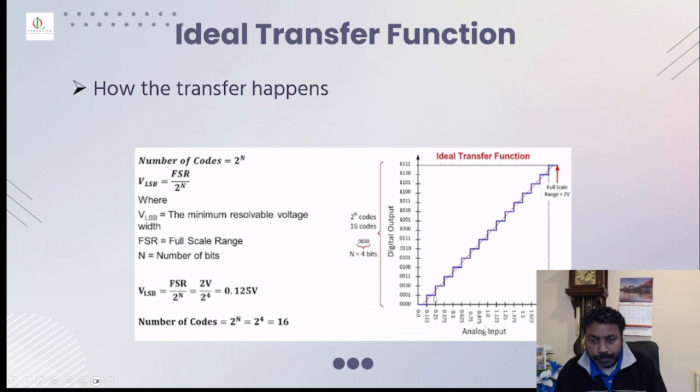And every step in the ideal transfer is a 0.125 volt jump, 0.125 of a volt. So every time you do it, it converts from 0000 to 1111. So at the end here you will get the data. So that's how the real conversion happens.